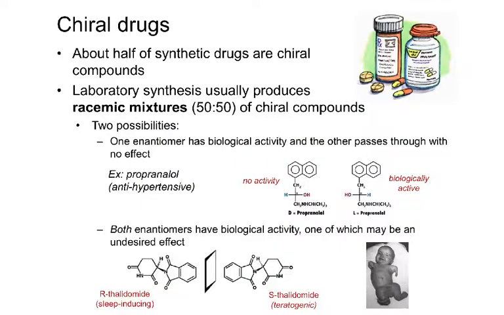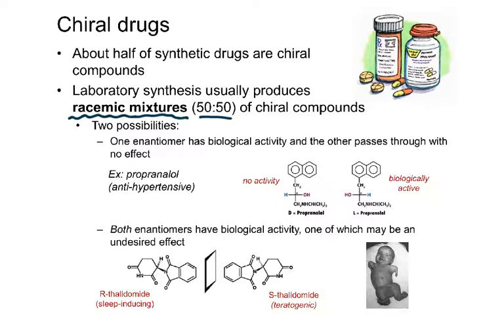Another place where it's a big deal in biology is in pharmaceuticals. When we synthesize organic molecules in a lab that have right-handed and left-handed enantiomers, we get an equal amount of each. So we'll get a 50-50 mix. We call this a racemic mixture. It's a 50-50 mix of the right-handed and left-handed versions of a chiral compound.